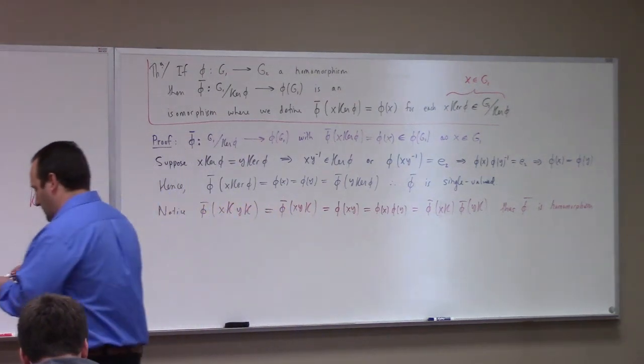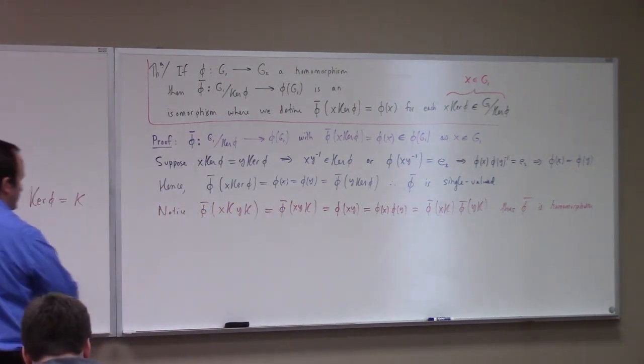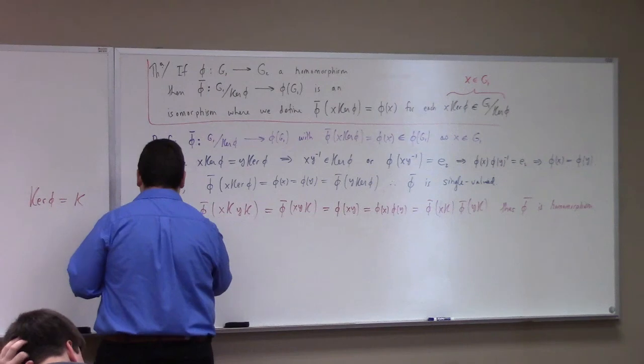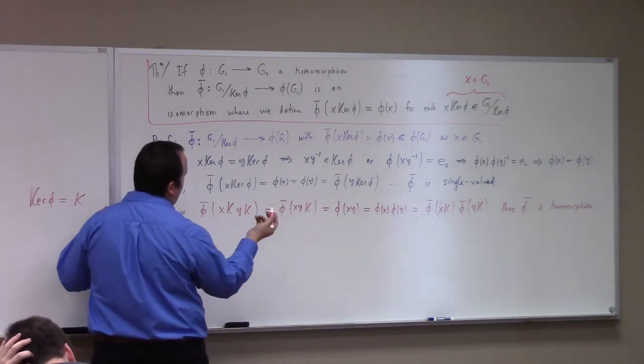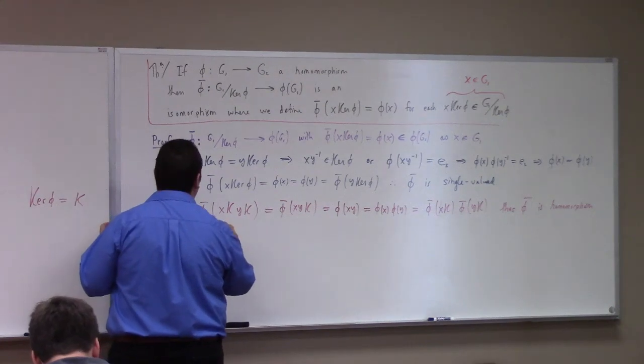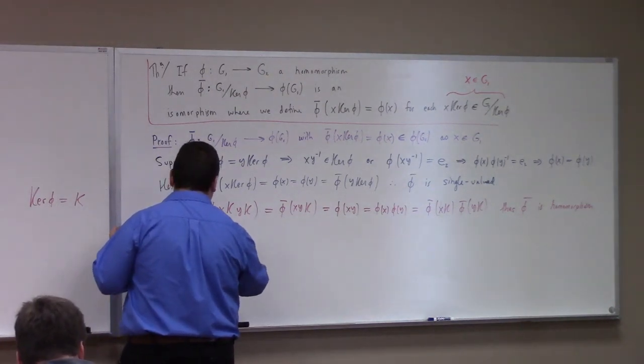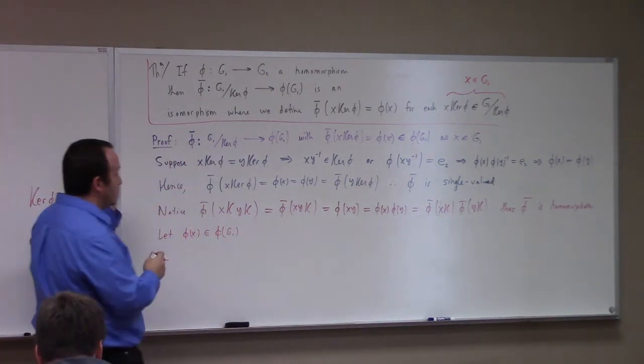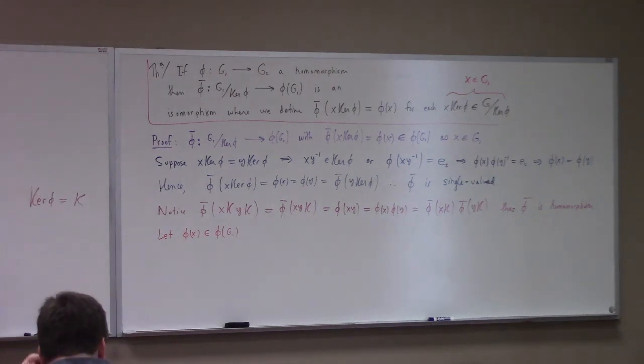Is it a surjection? Let's see, you pick anything you like. Let's pick phi of x, which is an element of phi of G1, right? That's a typical element in the image of G1 under phi, in the range of the homomorphism, right? And how do you map to that?